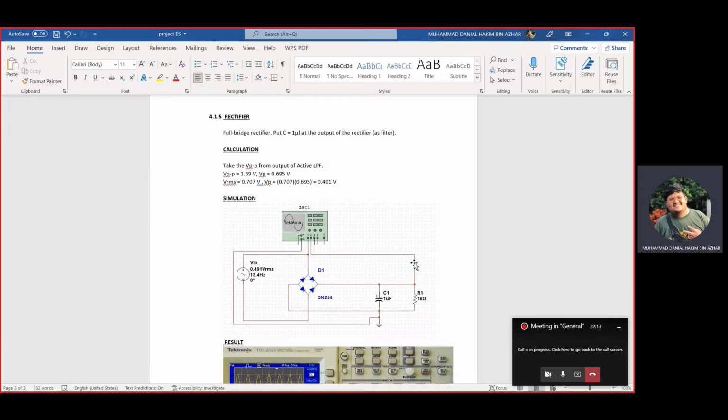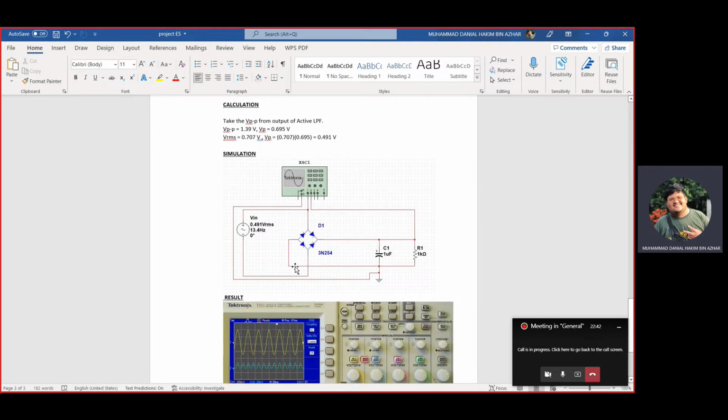The VBP is 1.39 volt. The VP is 0.695 volt. The VRMS is 0.707. For VRMS we have to calculate VP multiplied by 0.707. So the calculation result is 0.491 volt. So this is the circuit that I designed.